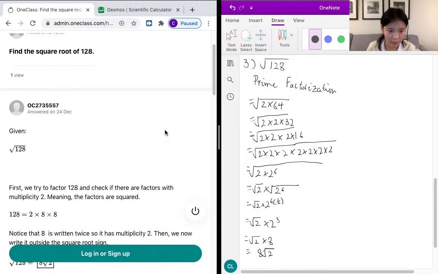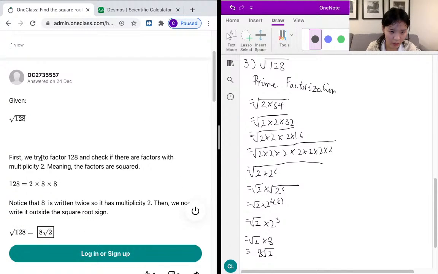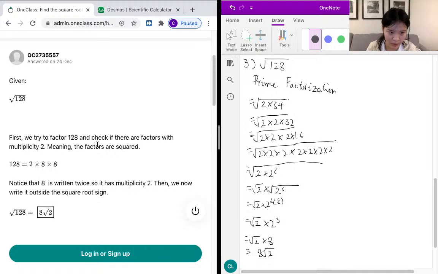Okay, let's look at our sample solution over here. So yes, they're also trying to factor 128.